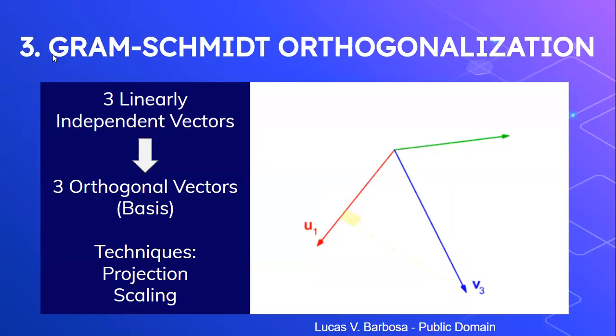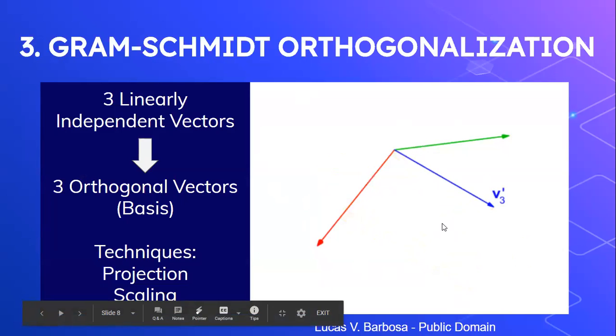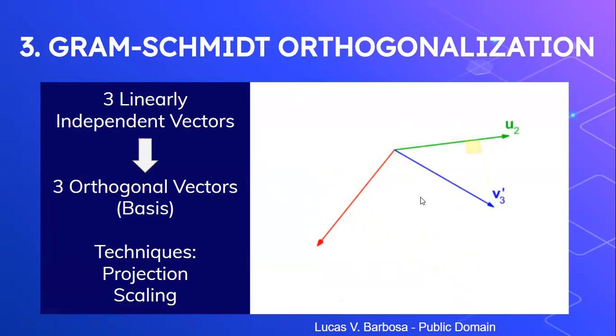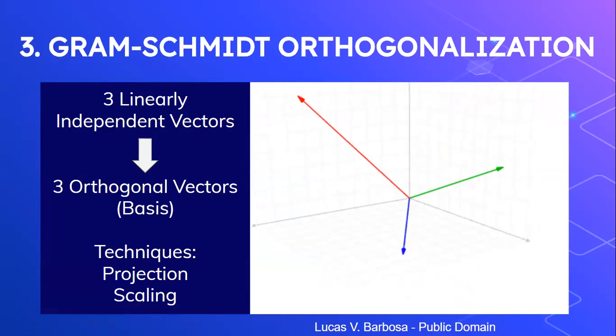So the next step is the Gram-Schmidt orthogonalization. And so this is an example of how the Gram-Schmidt orthogonalization would work for 3 linearly independent vectors. And you see that they are projecting each of the vectors such that they are orthogonal using projection, which is something that you're able to do with vectors. That's pretty easy to do.